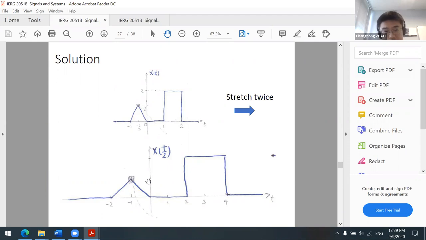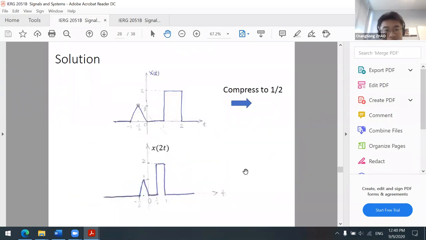It means that in the vertical direction, the value of the function does not change. What is changing is only along the time axis in the horizontal direction. And the same thing applies to the square on the right-hand side. So 1 to 2, now after the stretch, it becomes 2 to 4. X of 2t, in contrast, is compressing the signal to 1/2.